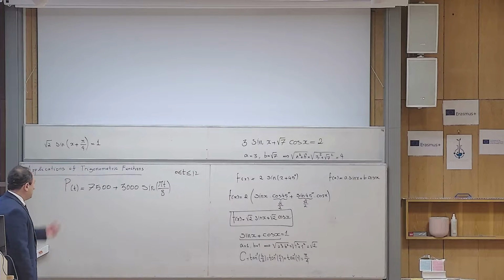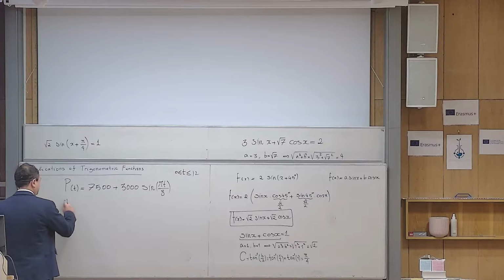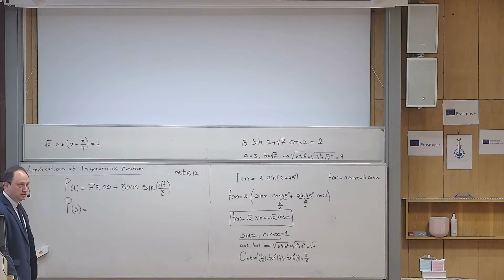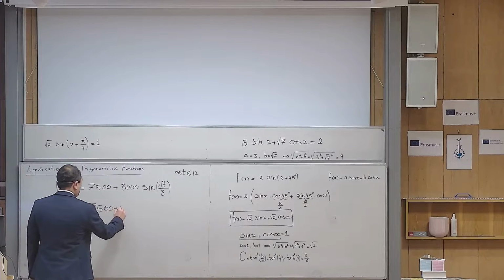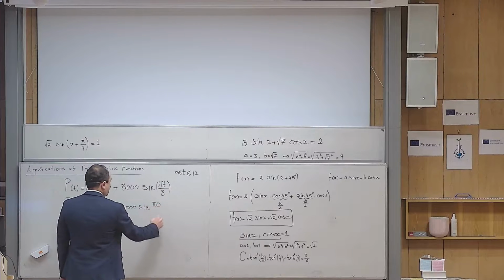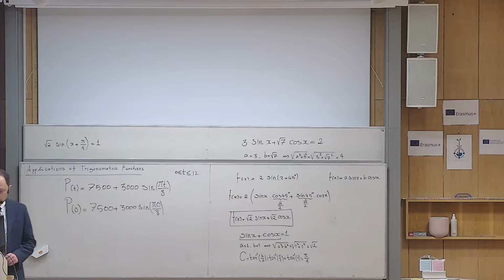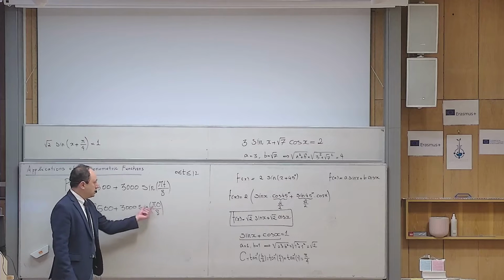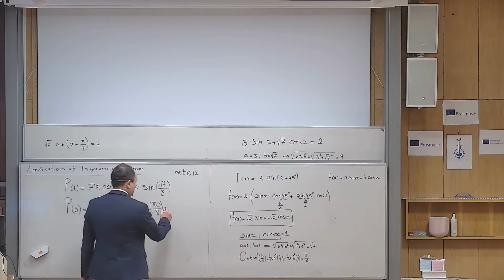So the initial population is P(0). What is that? It becomes 7,500 plus 3,000 times sine of π times 0 over 8, where instead of t you put 0. Pi times 0 over 8 is 0, sine of 0 is 0, so this is gone and this becomes 7,500.